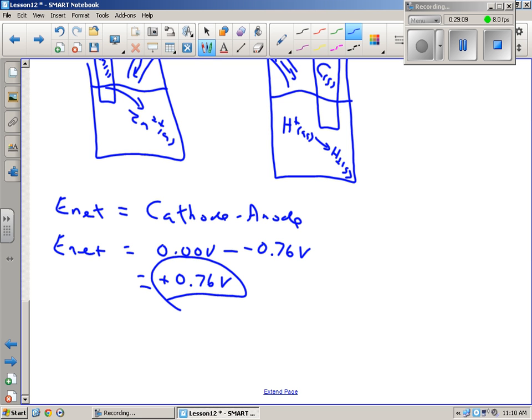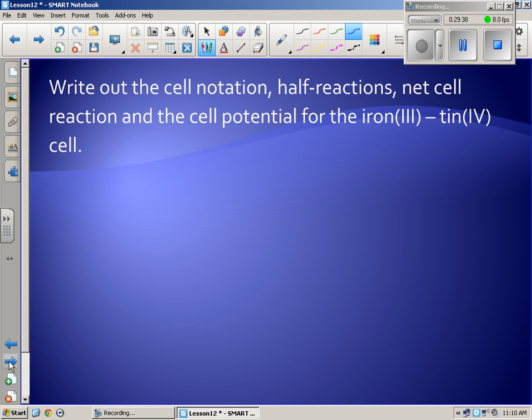I'll give you a little hint here as well. Anytime you see electrical cell potential as a positive, positives are always voltaic cells, always. Okay, and we'll talk about that a little bit later. That's another thing we'll be doing here. So, anytime it's positive, it's a voltaic cell. If it's negative, it's something different. All right. So positive 0.76 volts. Cathode minus the anode.